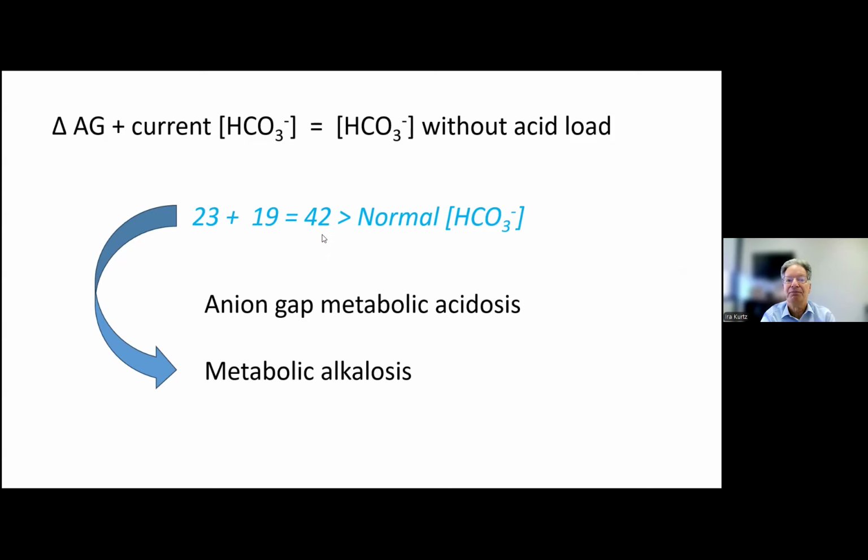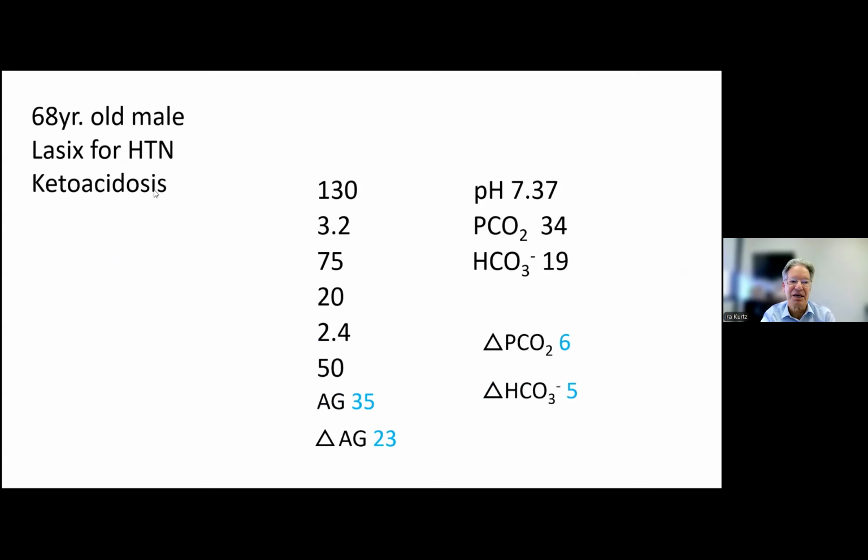So if it wasn't for the metabolic acidosis, you would have an elevated bicarbonate still. So the metabolic acidosis is not bringing you back to 23 or 24. You're much, much higher than that. And so this would be an example of an anion gap metabolic acidosis and a metabolic alkalosis. And clinically, it makes sense, the patient's on Lasix.